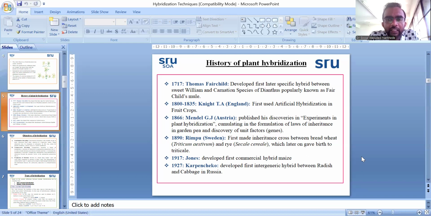Again, in 1890, triticale came. Triticale came from the cross between bread wheat and rye. It was done by Rimpau, who came from Sweden. The first commercial maize hybrid was developed by Jones in 1917. Then in 1927, Karpechenko developed the first intergeneric hybrid between radish and cabbage in Russia.